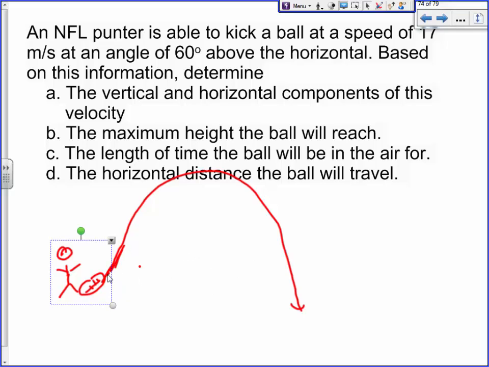So in a way, it's almost like we need a triangle at the very beginning of this thing here. And in the corner of this triangle is 60 degrees. Where would that 17 meters per second go? Is it the x velocity? Is it the y velocity? Or is it the hypotenuse? It's the hypotenuse, yeah. On this little triangle that I'm making right here, that's the 17 meters per second on the edge there.